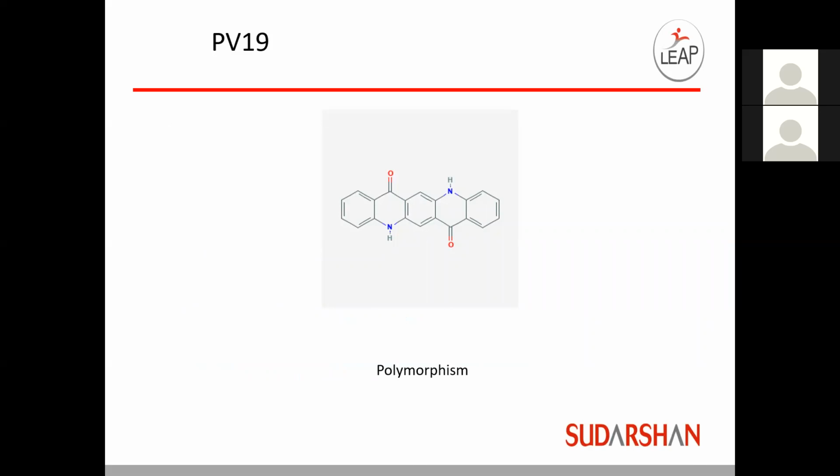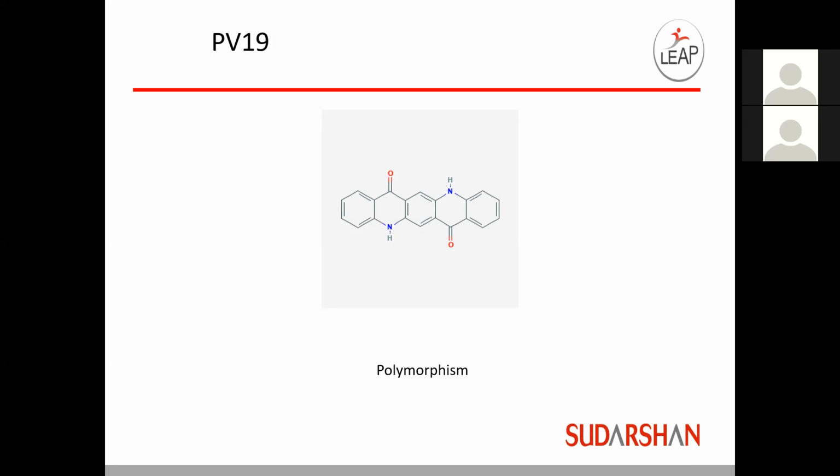So we talked about polymorphism in a few other webinars that we've had before, and to refresh your memory, polymorphism is a method where the individual molecules of the chemistry come together in a crystal structure that is unique to that particular crystal structure.